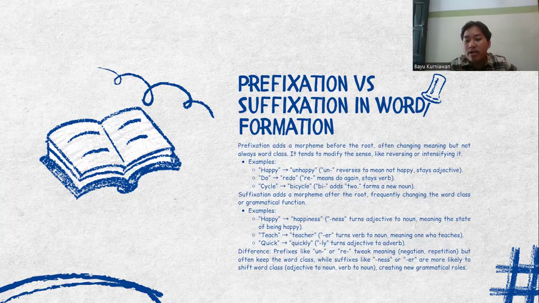Suffixation adds a morpheme after the root, frequently changing the word class or grammatical function. For example, happy to happiness turns an adjective to a noun, meaning the state of being happy. Teach to teacher turns a verb to a noun, meaning the one who teaches. Quick to quickly turns an adjective to an adverb. The difference is that prefixes like un or re tweak meaning, negation or repetition, but often keep the word class, while suffixes like ness or er are more likely to shift word class, adjective to noun, verb to noun, creating new grammatical roles.